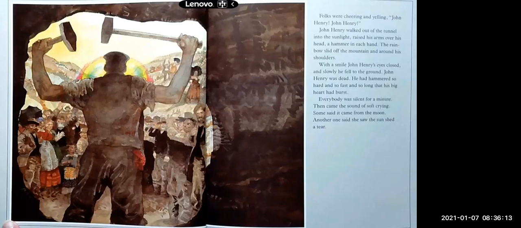John Henry was dead. He had hammered so hard and so fast and so long that his big heart had burst. Everybody was silent for a minute. Then came the sound of soft crying. Some said it came from the moon. Another one said she saw the sun shed a tear.